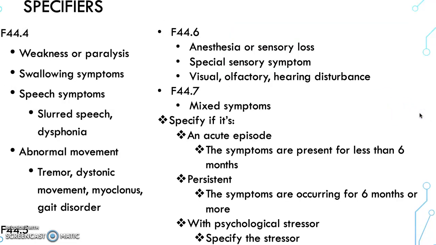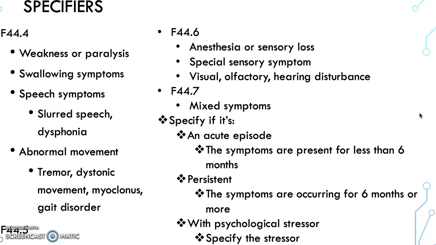So for the specifiers, the first specifier is F44.4. The symptoms are weakness or paralysis, swallowing symptoms, speech symptoms such as slurred speech or dysphonia. Dysphonia is when you have an irregular voice, such as a hoarseness to your voice. And then there's also abnormal movement, such as tremor, dystonic movement, myoclonus, which is when you have muscle spasms, or gait disorder, which just means that your gait is kind of irregular.